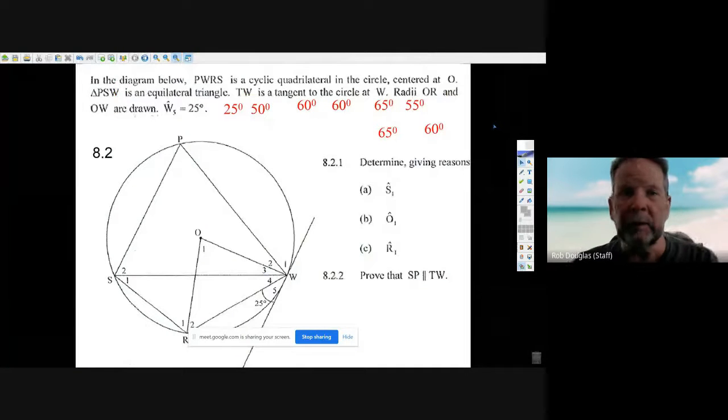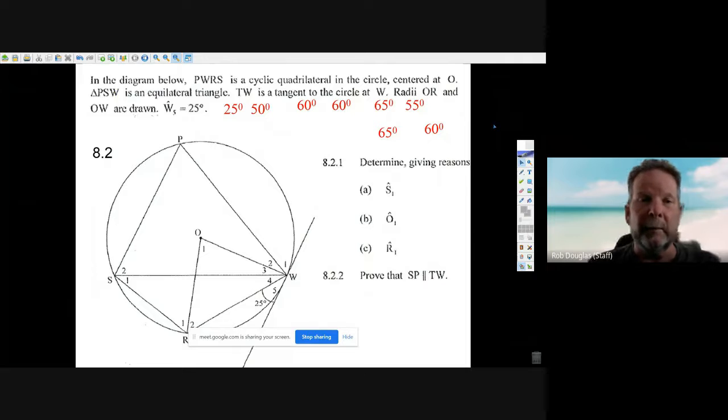Okay, we're going to do question 8, start of geometry of this 2020 supplementary paper. 8.1 is proving the tan-chord theorem, and that's just in your textbook. There are other versions of it that you can get. There's more than one proof. You just have to learn it.